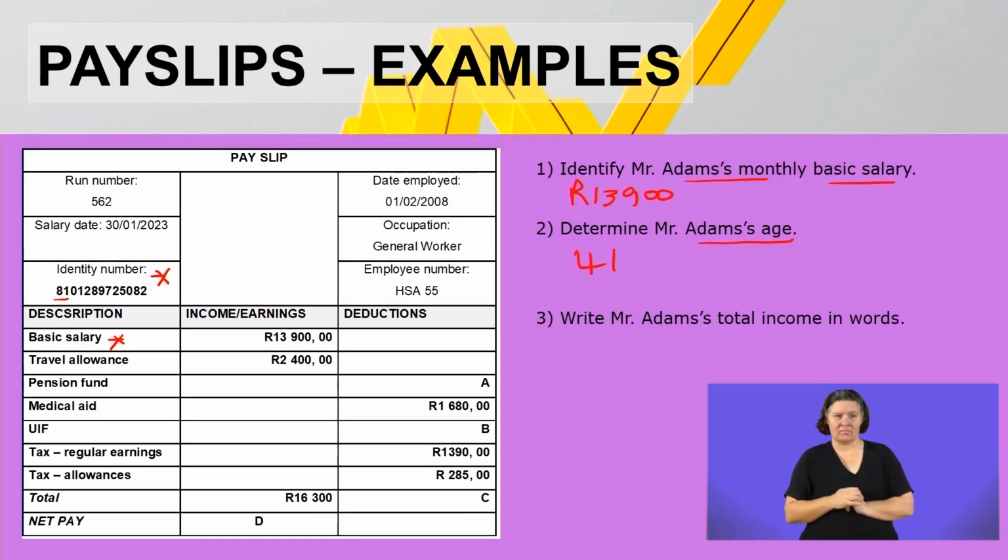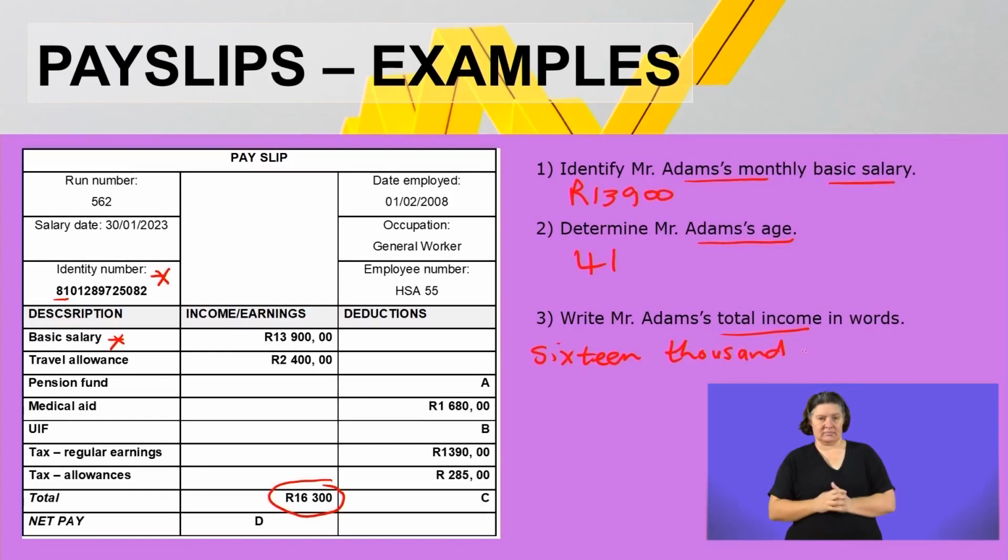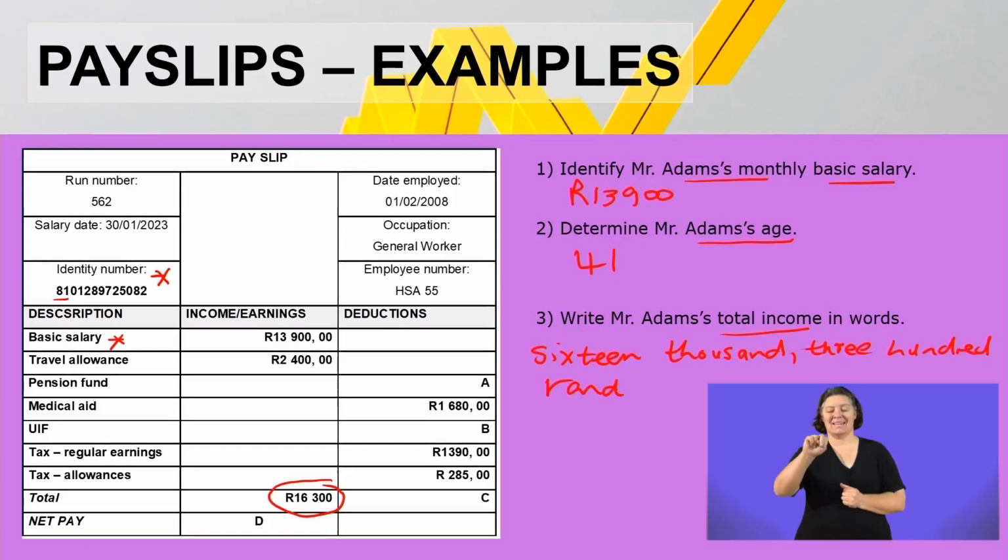And then lastly, write Mr. Adams's total income in words. Remember, this is again a level 1 question, paper 1. So please make sure you are able to do this. If I look, what is his total income? There, 16,300. So therefore, I'll write 16,300. And remember, what is our unit? We are working with money, and that's South African rand. So I guess that's clear.